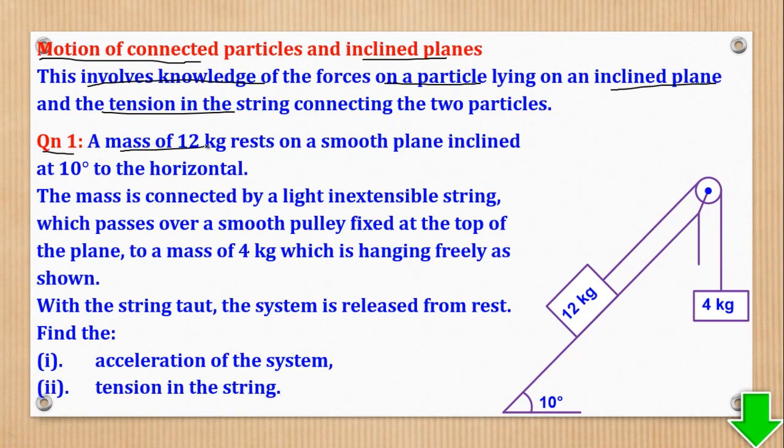So question 1 says a mass of 12 kilograms rests on a smooth plane inclined at 10 degrees to the horizontal. The mass is connected by a light inextensible string which passes over a smooth pulley fixed at the top of the plane to a mass of 4 kilograms which is hanging freely as shown. With the string tight, the system is released from rest. Find Roman 1, the acceleration of the system, and Roman 2, the tension in the string.